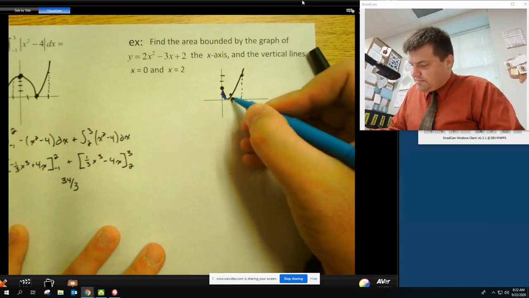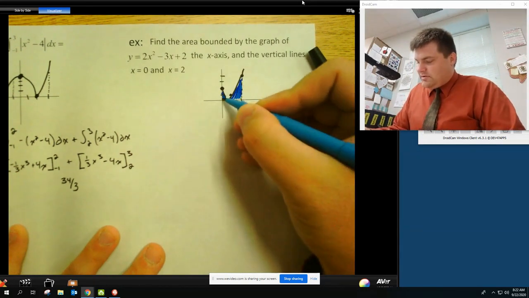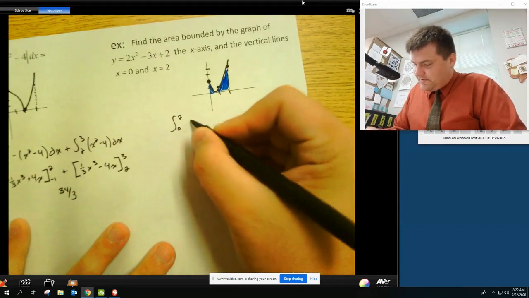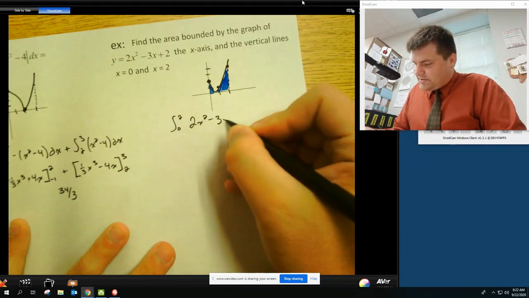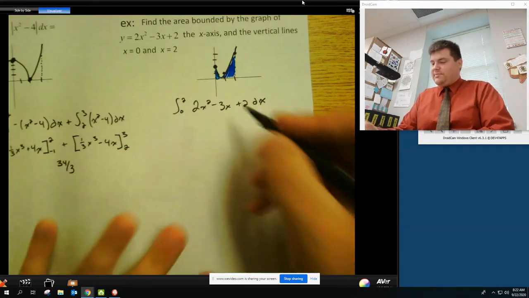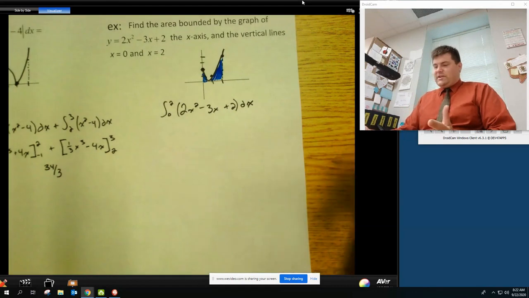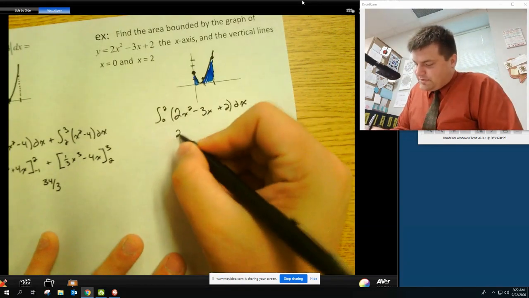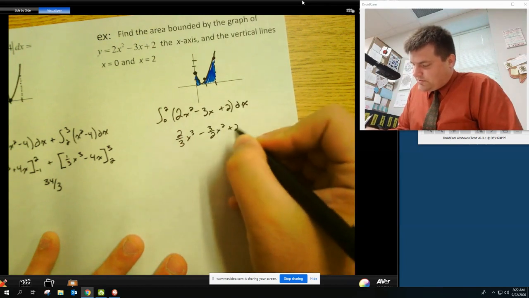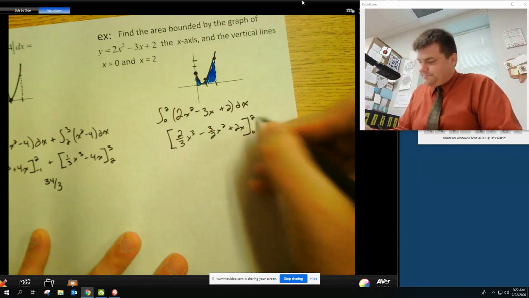Now, you do not need to split it up because this is actually just one function. You're just trying to find the integral from 0 to 2 of this, 2x squared minus 3x plus 2 dx. And that's it. You don't need to put this in parentheses, but I will just so it looks nice and pretty. And then you just go from there. So the antiderivative is going to be 2/3 x cubed minus 3/2 x squared plus 2x. Evaluate that from 0 to 2.